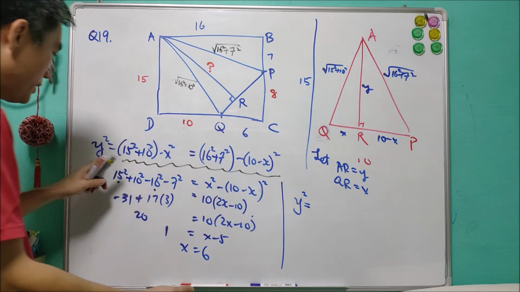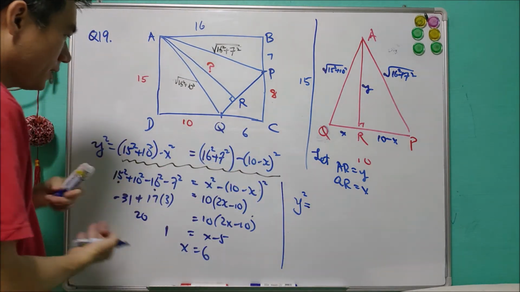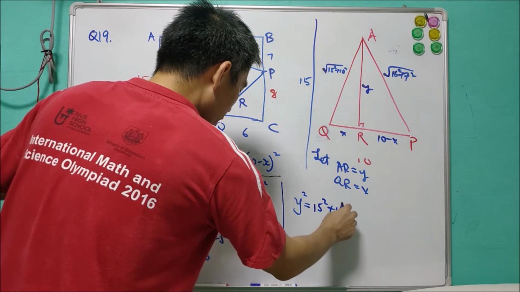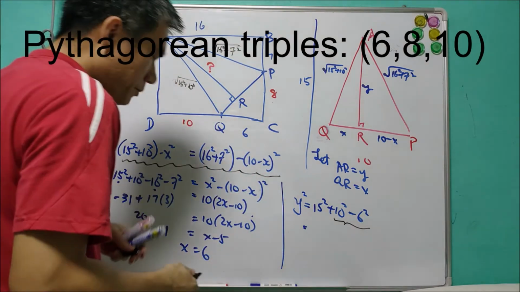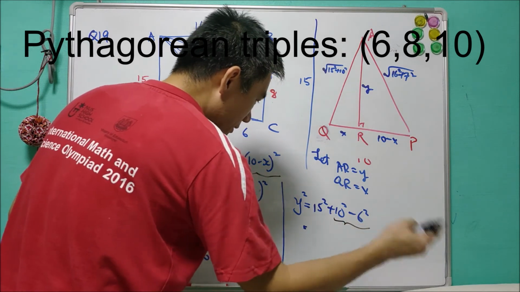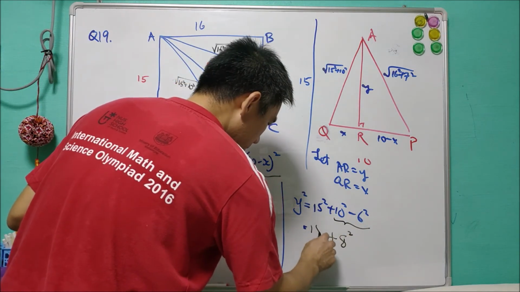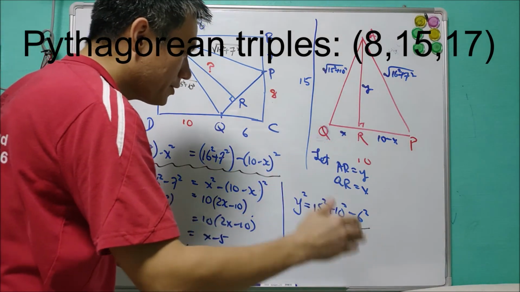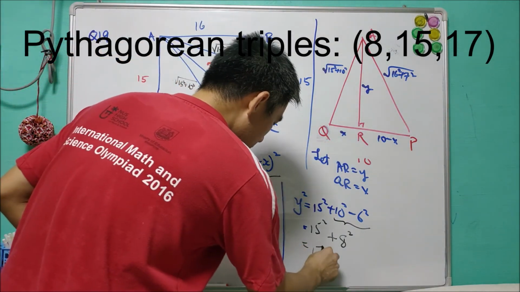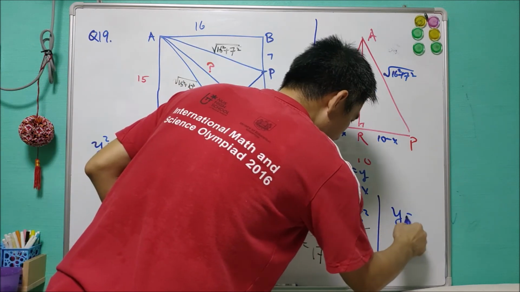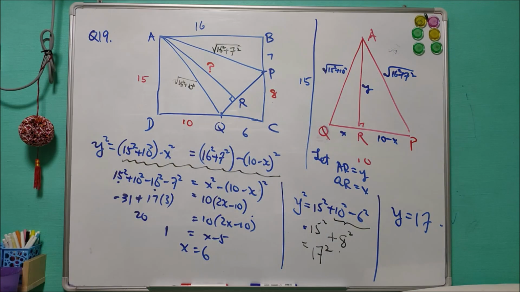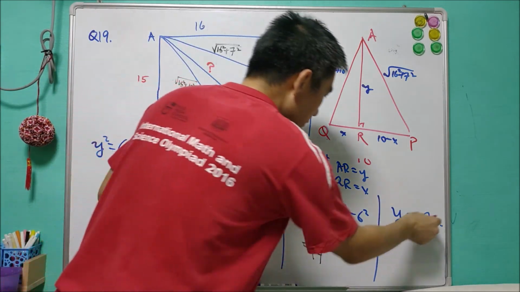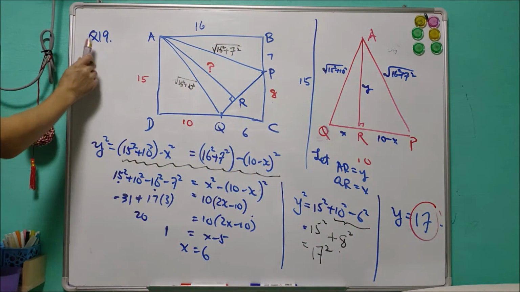So for Y squared, you can use either one. Maybe I use this one. So 15 squared plus 10 squared minus 6 squared. From Pythagorean triples, I know that 6, 8, 10, so this will be 8. And from another set, 8, 15, 17, so this is 17. And therefore Y equals 17. We also find AR. AR equals Y. 17 is the answer for question 19.